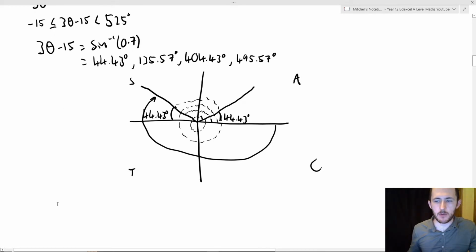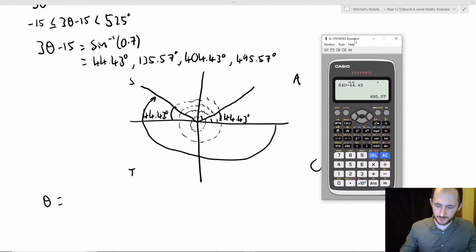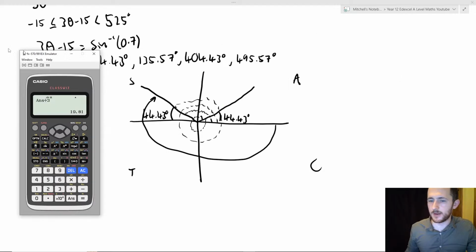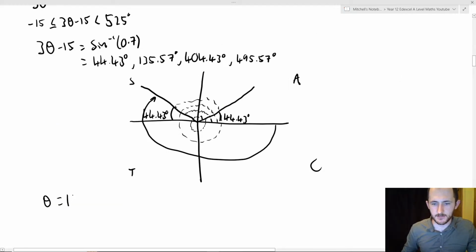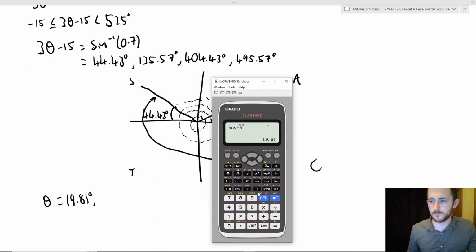So once again, if we want to work out what theta is, we need to add 15 to all these numbers and divide by 3. So 44.43, add 15, and then divided by 3. 19.81, and again to 2 decimal places. 50.19.